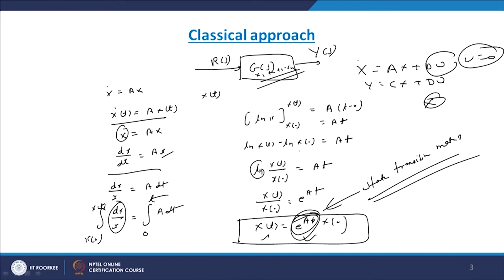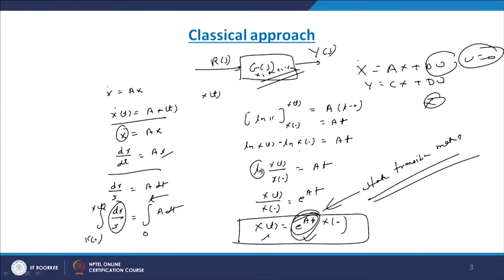We will see afterward how to calculate the state transition matrix by various methods, but now we have got x of t equals e raised to At into x of 0.